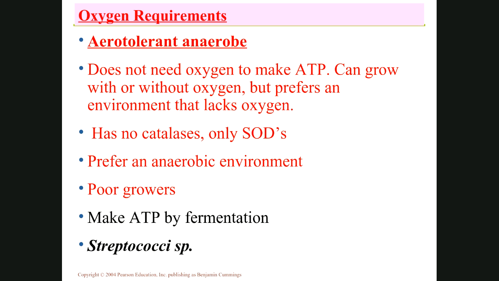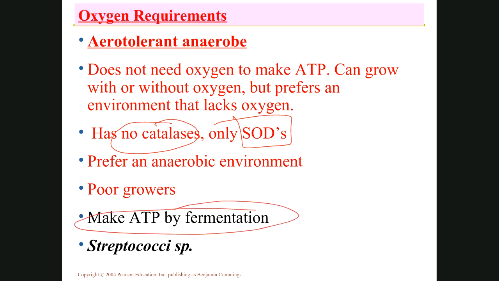Okay, aerotolerants have no catalases. They only have SODs. Okay? The only means for making ATP is fermentation. Fermentation is incredibly inefficient. They make very little ATP, which means they grow slowly.